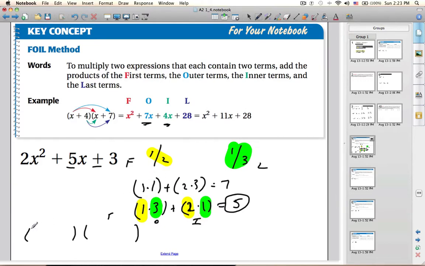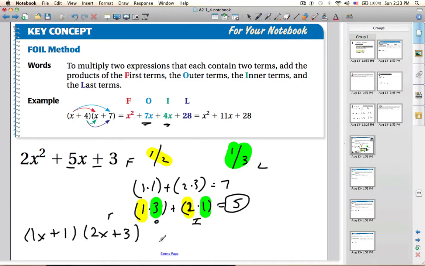So my firsts, I could have 1 and 2. And then outsides, right? 1 and 3 were the outsides. And then the insides are 2 and 1. So then I'd have x here and x there. And remember, this sign means both the signs are the same. They're both pluses. There we go.